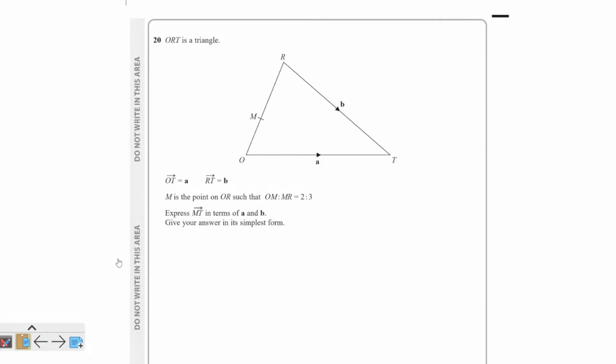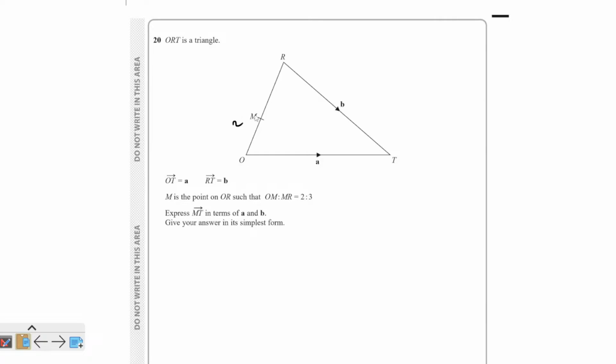Okay, question 20, we've got vectors. So ORT is a triangle. OT is A and RT is B. They've already labelled that, so that's fine. M is the midpoint on OR. Oh, sorry, M is the point on OR, not the midpoint. A lot of the time M represents the midpoint, so we have to be careful we read it correctly. M is the point on OR such that OM to MR is 2 to 3.